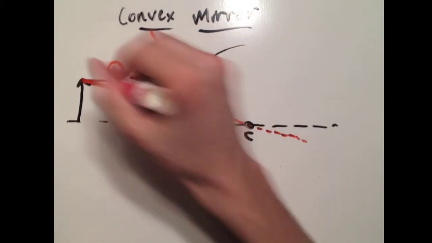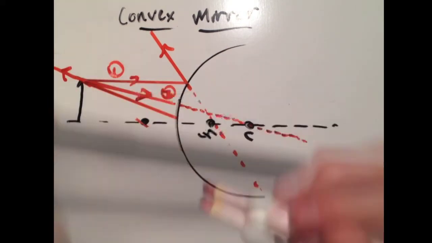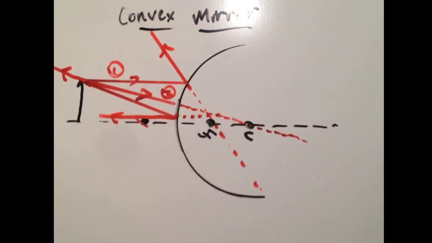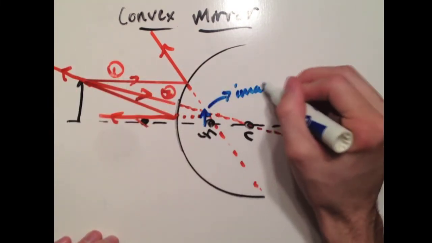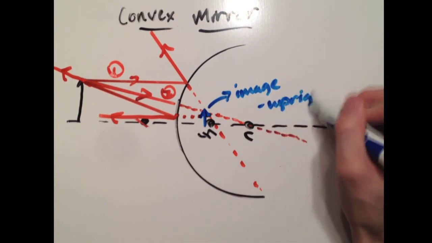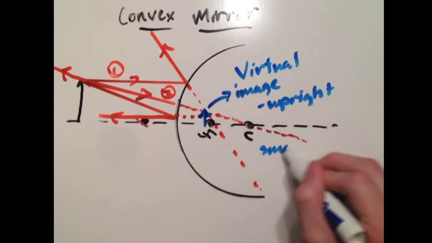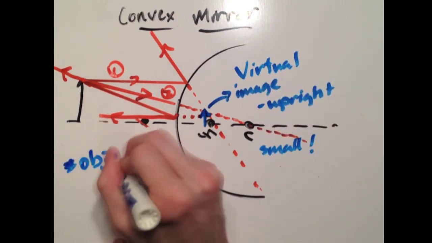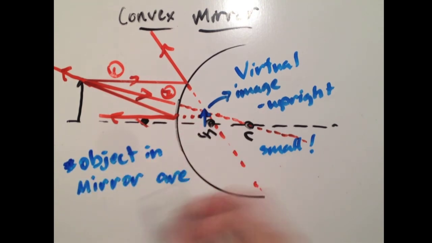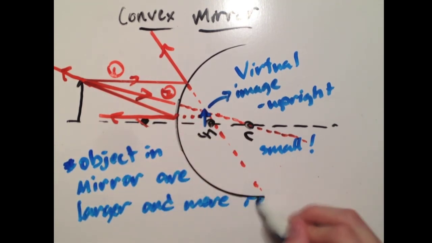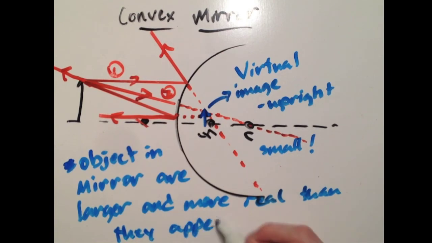Second ray lined up with the center, reflected back on itself. Third ray is lined up with the focal point, reflected back parallel to the axis, and then extended back. Here I have a virtual upright image, and it has been made small. This is the side view mirrors on your car, and sometimes those images are larger and more real than they actually appear.